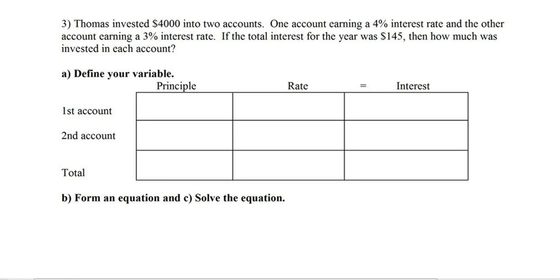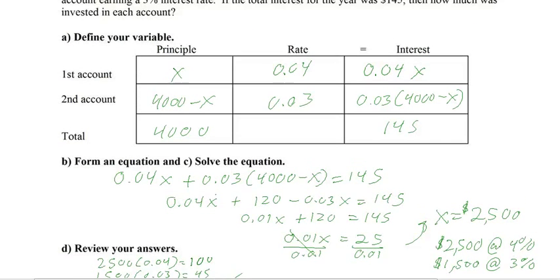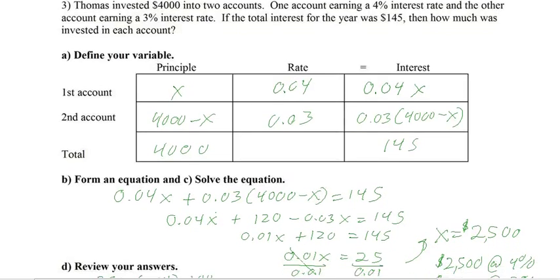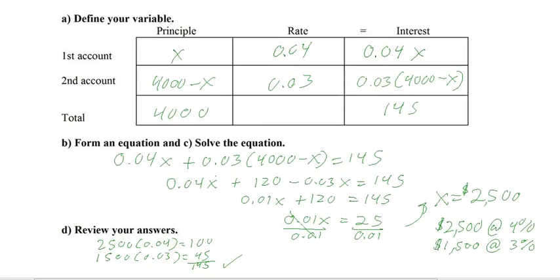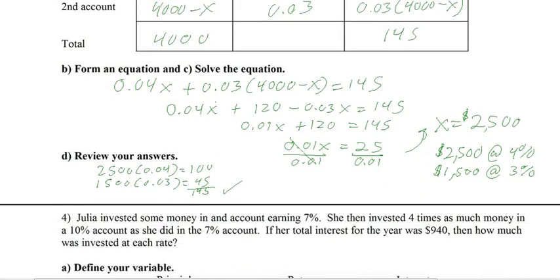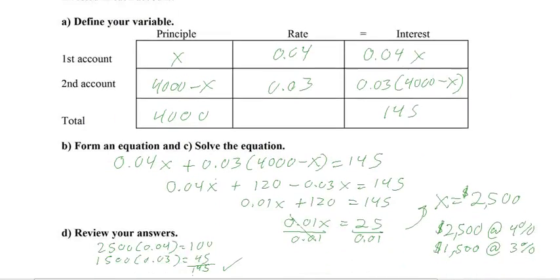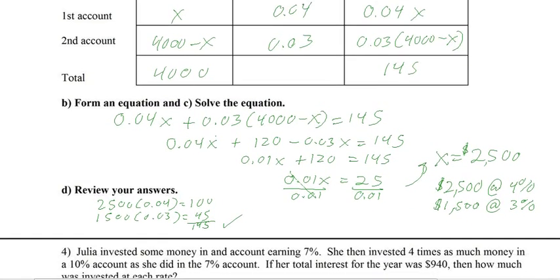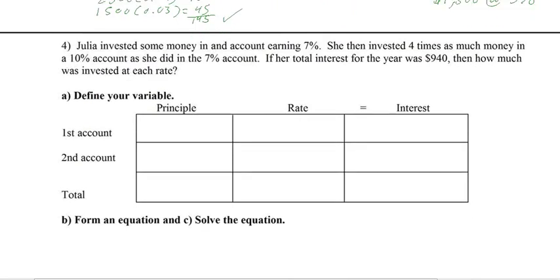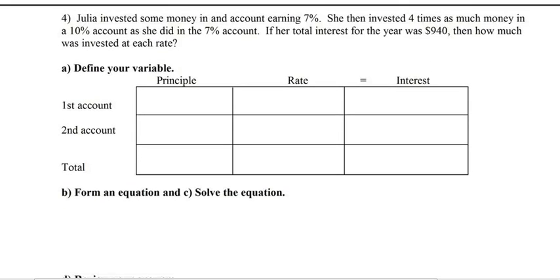So hit pause now. Alright, and this is what you should have gotten. Alright, try the next one. Make sure you always check it too. It's very important. You want to do all that work and then make a simple error, and the whole thing's wrong. Alright, try that one.